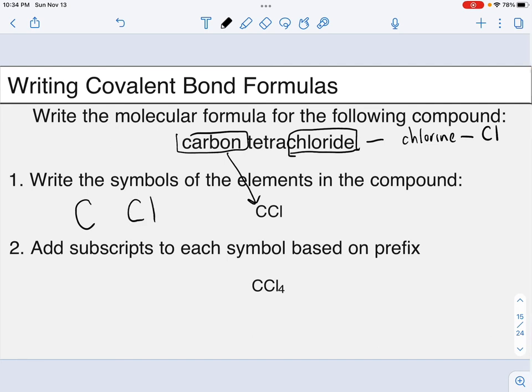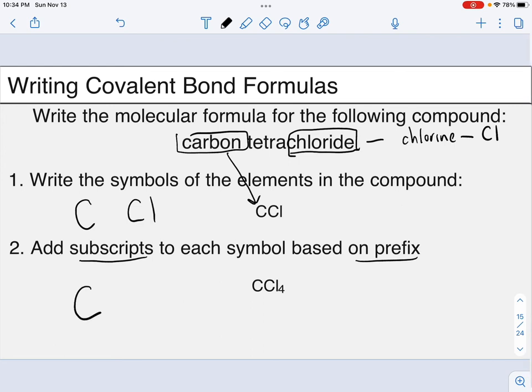And then add subscripts to each symbol based on the prefix. So we look at carbon. Remember, if there's no prefix before carbon, we know that there's only one of it, because if there was one carbon element, we can't say monocarbon, we only say carbon. Since there's no other prefix attached to it, there's only one of it, so we're going to leave it as C.